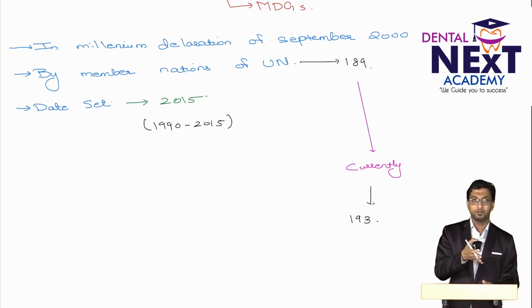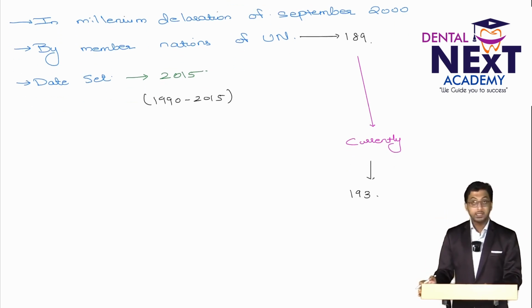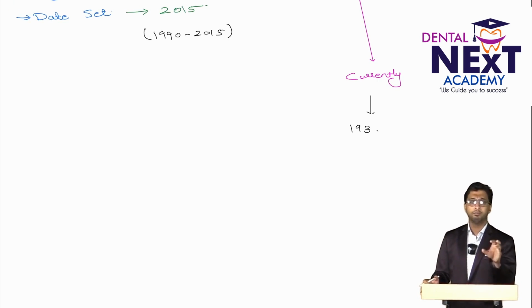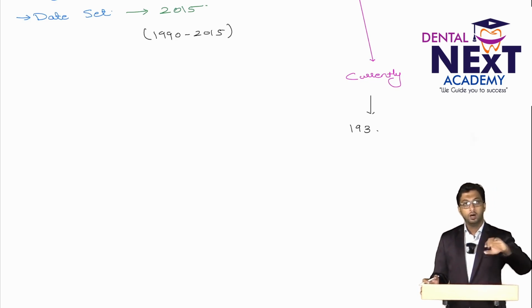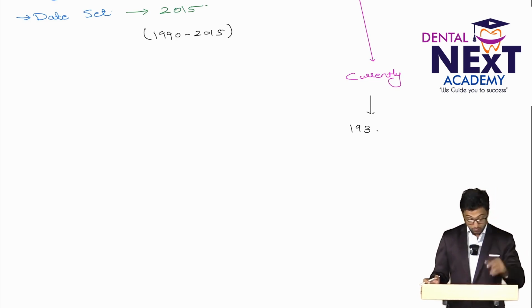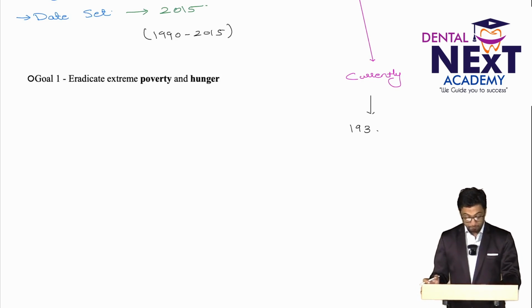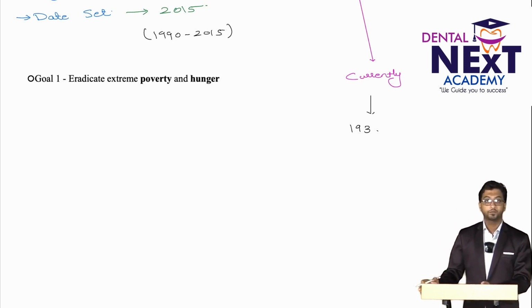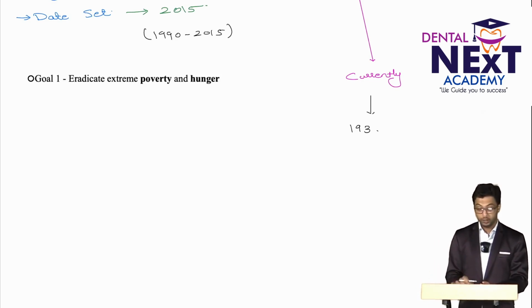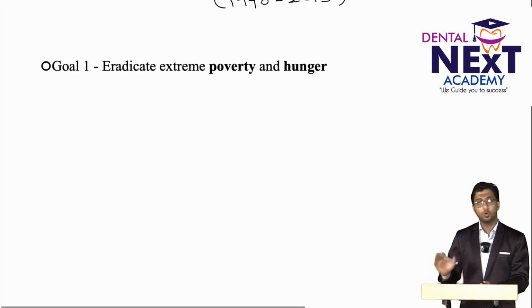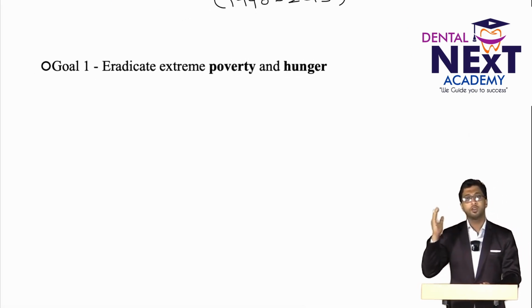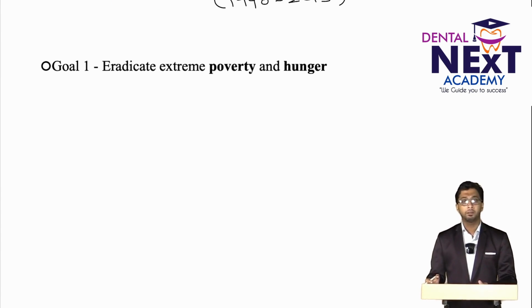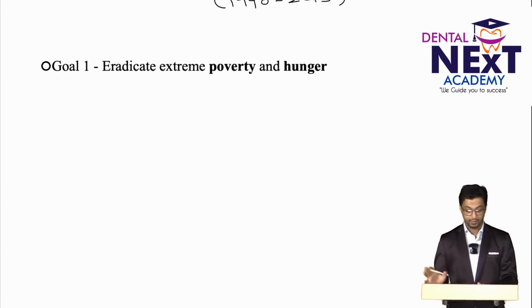When they met in 2015, they realized they needed more, that we will see. So the date set was 2015. The importance of these MDGs is that though the date is over, the same principles are being applied in recent developments. Now, what's goal 1? Eradicate poverty and hunger. They realized that there is lots of poverty and hunger among people. So goal 1 is poverty and hunger.